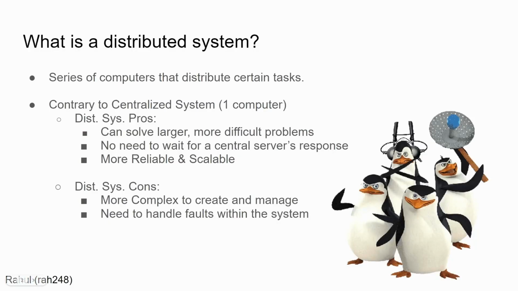So what is a distributed system? A distributed system is a collection of independent computers that appears to its users as a single coherent system. It's a series of computers that distribute certain tasks. Contrary to a centralized system, which is one computer, distributed systems can solve larger, more difficult problems. They don't have to wait for a central server's response, and they're more reliable and scalable. However, they can be more complex to create and manage, and it can be a little bit more difficult to handle faults within the system.